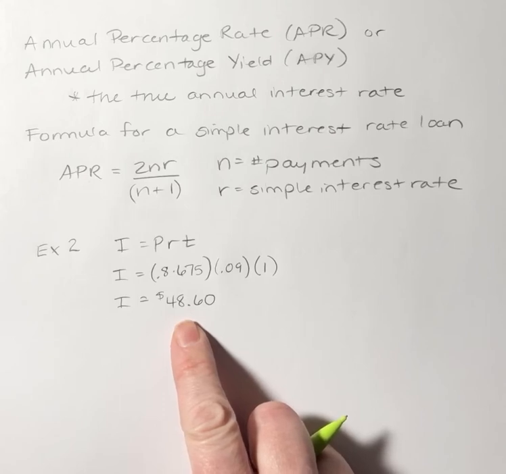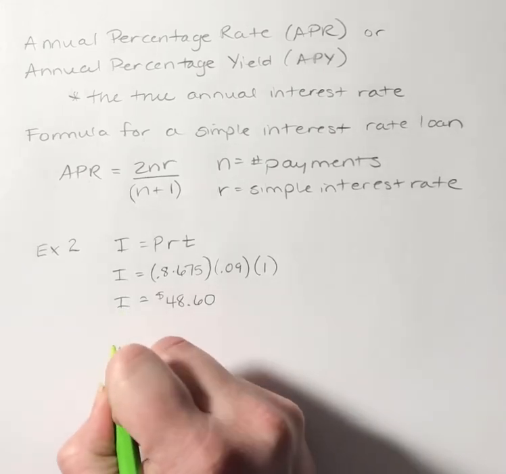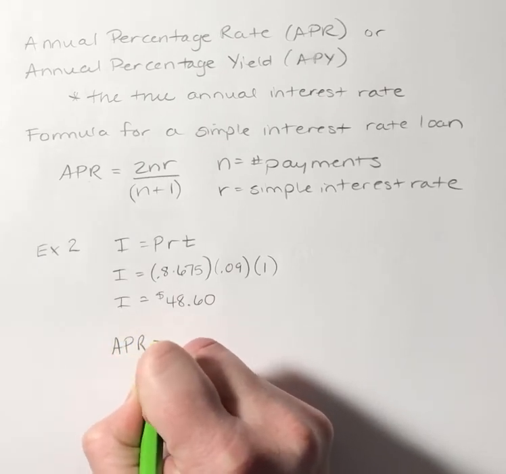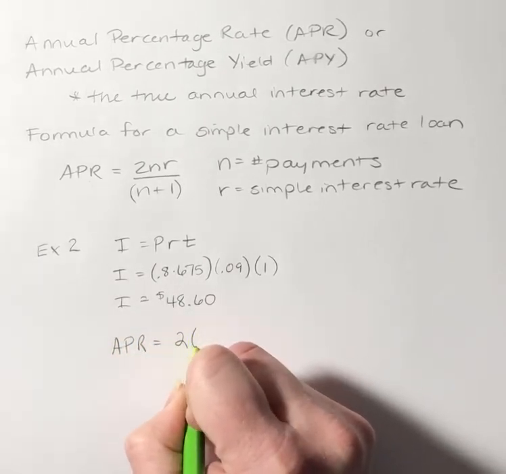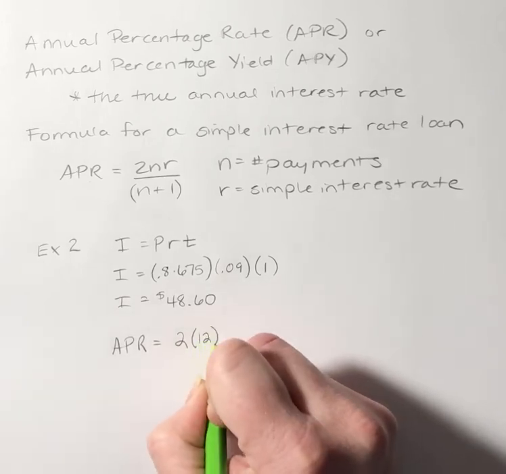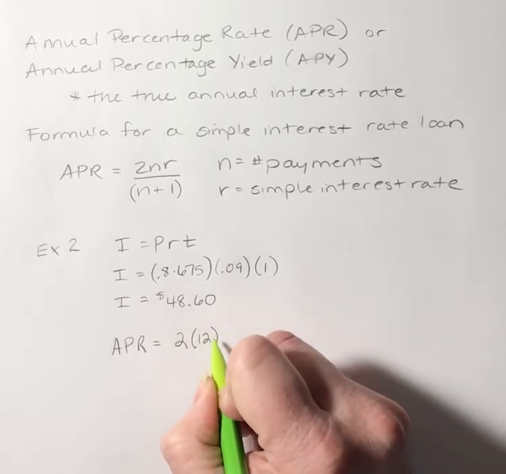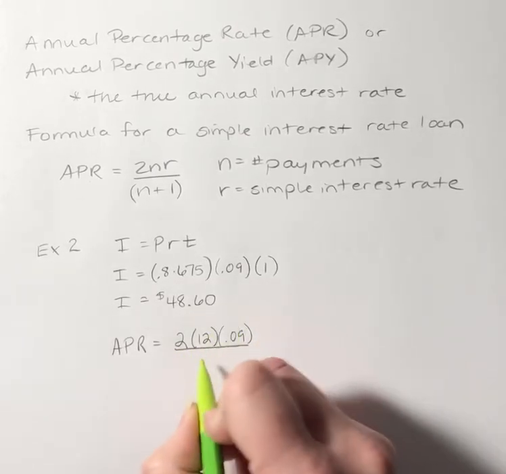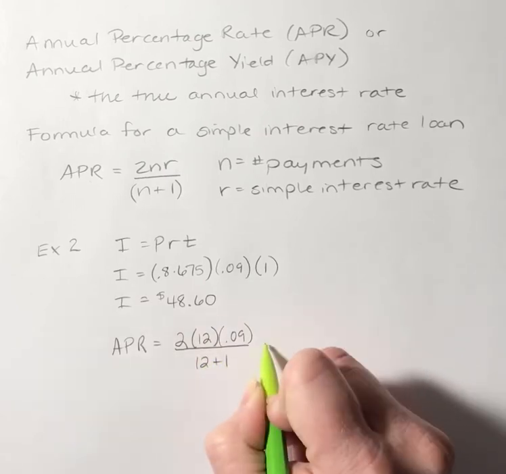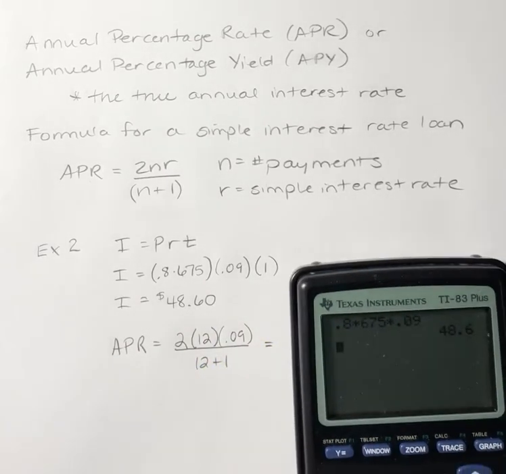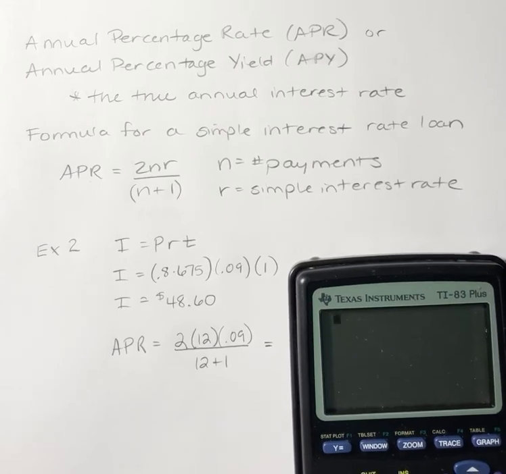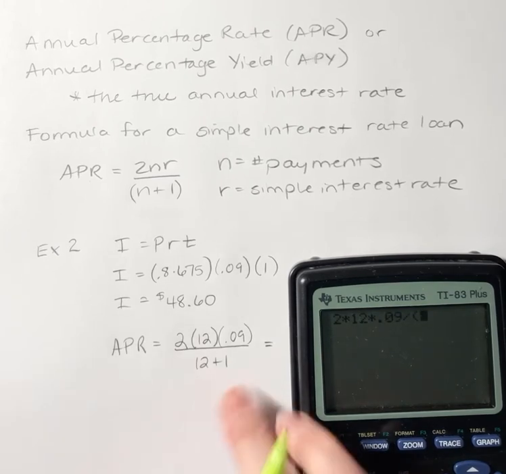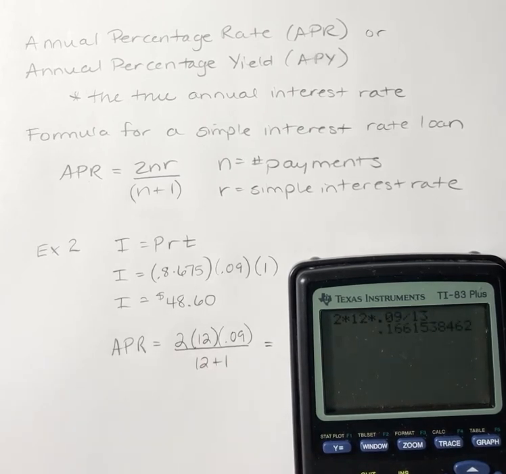Estimate the annual percentage rate. So, annual percentage rate: I take 2 times the number of payments, which is 12 monthly payments, times my simple interest rate of 9%, and that's going to be divided by 12 plus 1. I'm going to plug that all in my calculator at once, so I'm going to do 2 times 12 times 0.09 divided by 12 plus 1, which is 13.